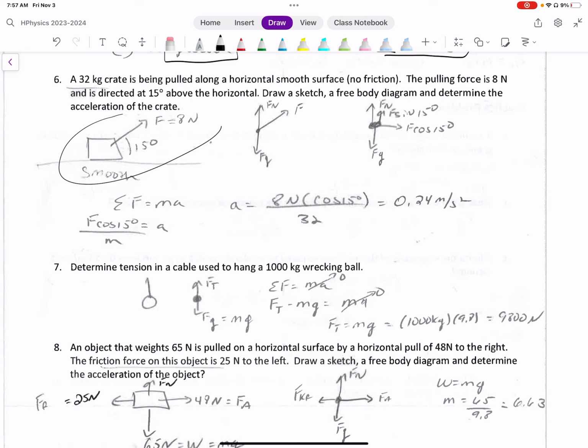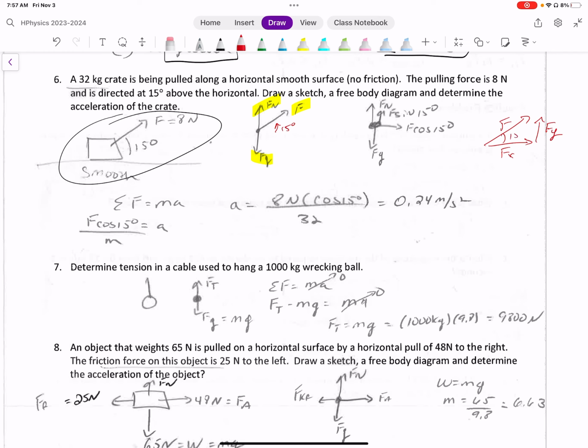So here is my sketch right here. I have an object being pulled across a smooth surface. There's a force above the horizontal of 15 degrees. My free body diagram, there's a force normal, force of gravity, and F, and that angle above the horizontal is 15 degrees. I then use SOHCAHTOA. There's F. I need to find Fx, and I need to find Fy.